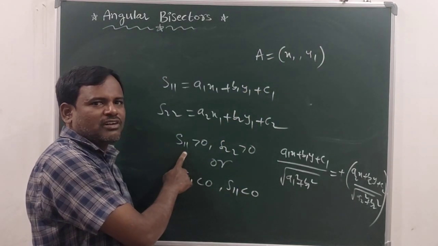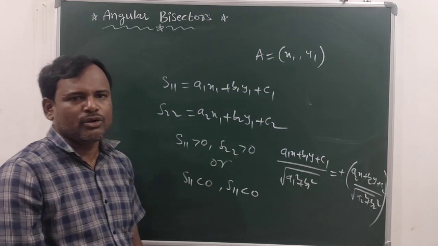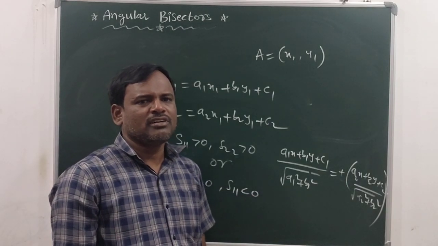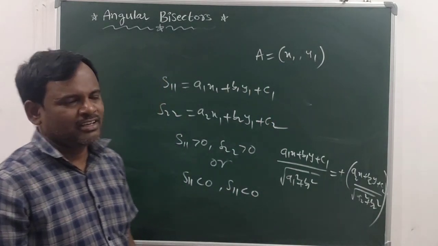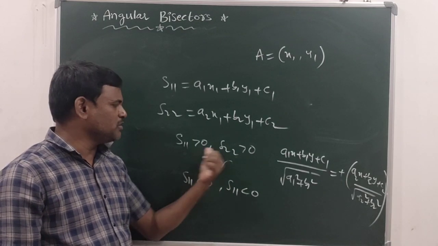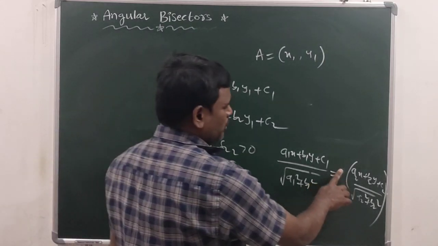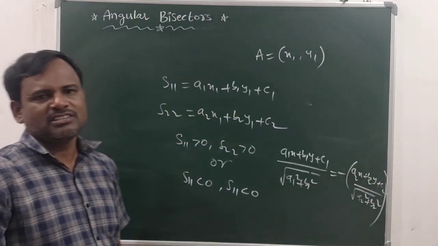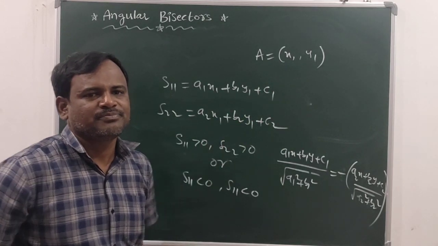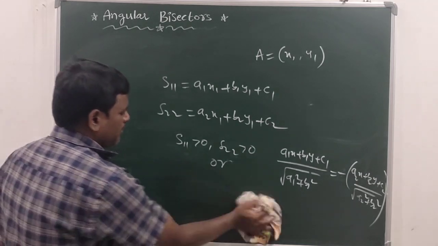When S11 and S22 are both the same sign, both may be positive or both may be negative, in such case the plus indicates the angular bisector in which A is contained. If you get opposite signs, one positive and one negative, if it is positive it is negative, if it is negative it is positive, then you have to equate with minus. That minus indicates our required angular bisector in which this point is contained. Okay students, I hope you have understood this.